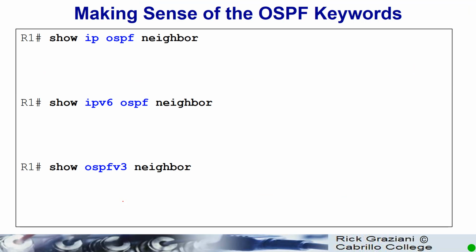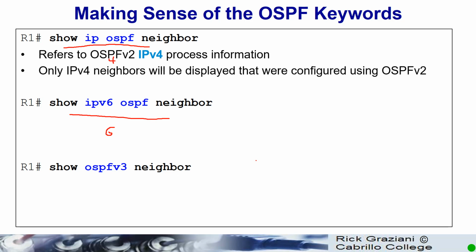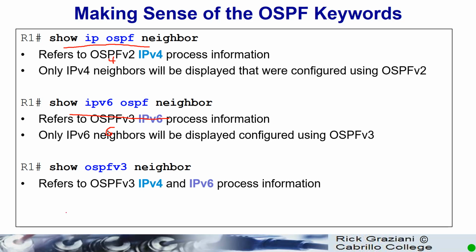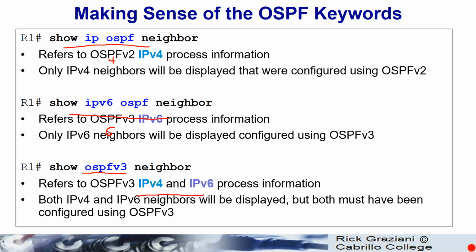Making sense of the OSPF keywords: show ip ospf, ipv4, ipv6. You'll notice here, these are the same, except this is version 4, this is version 6. When we do this one, it's going to refer to OSPFv3 and both IPv4 and IPv6. Both IPv4 and IPv6 neighbors will be displayed, but you have to configure it to use OSPFv3.